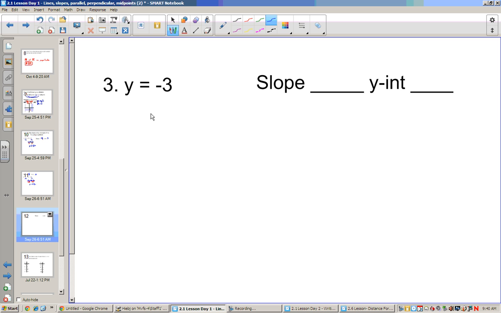All right, slope and y-intercept. This one is like, there's no slope on this one. It's like saying negative 3 plus 0x. So the slope is 0 and the y-intercept is negative 3.